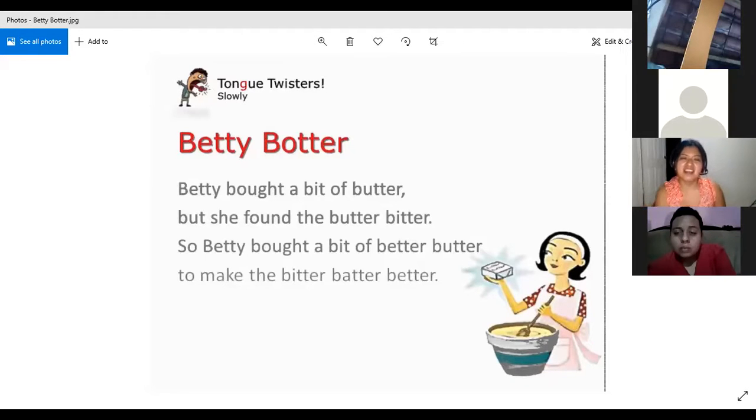Betty Botter. Betty bought a bit of butter, but she found the butter bitter, so Betty bought a bit of better butter to make the bitter butter better. Very good. One more time, faster. Betty bought a bit of butter, but she found the butter bitter, so Betty bought a bit of better butter to make the bitter butter better. Okay, there you go. Thank you, Iris.